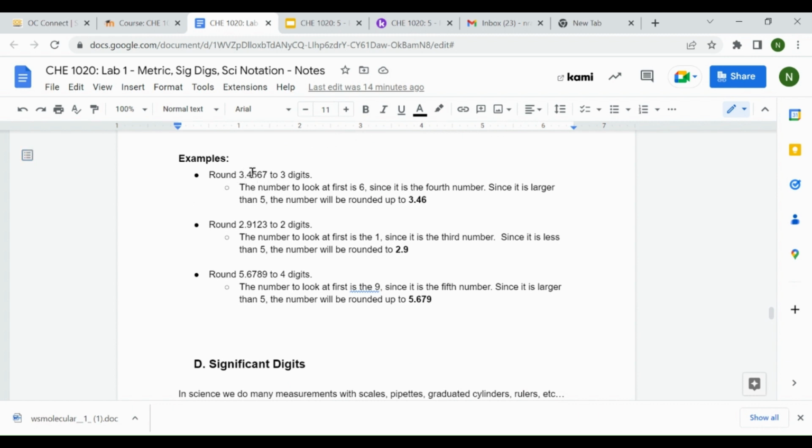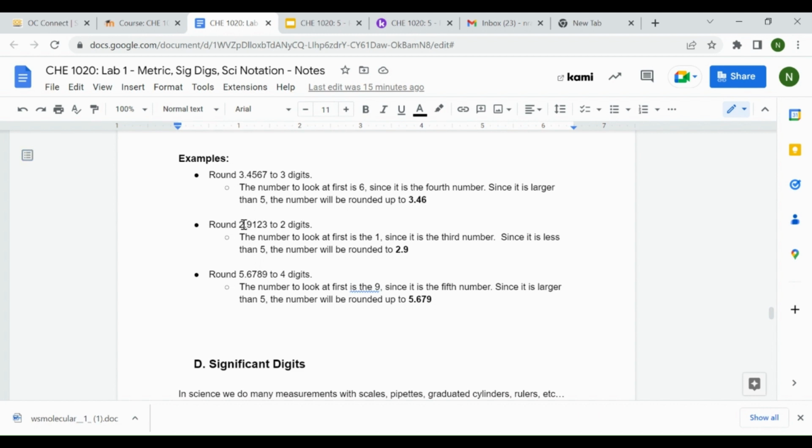So here we've got 3.4567. We want to round it to only 3 digits. So here would be 3 digits, 1, 2, 3. So I only want to have 3 digits in my answer. So I take a look at the next digit over. The next digit over is a 6. That's greater than 5. So I'm going to round this 5 to a 6. And if I express this number to only 3 digits, it becomes 3.46.